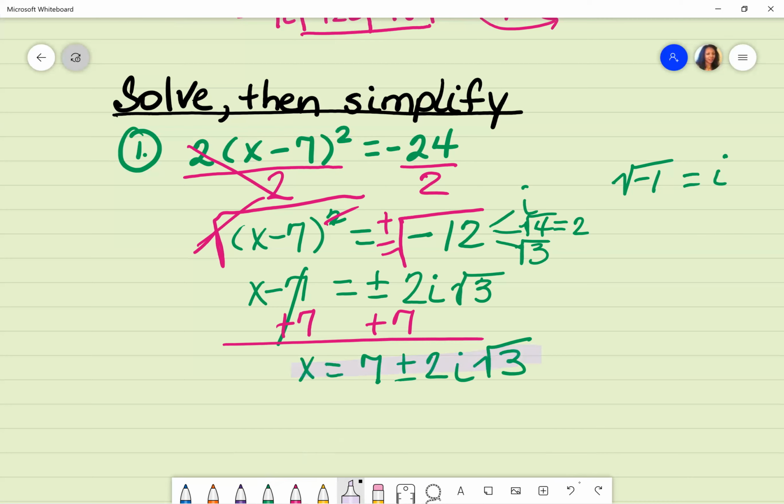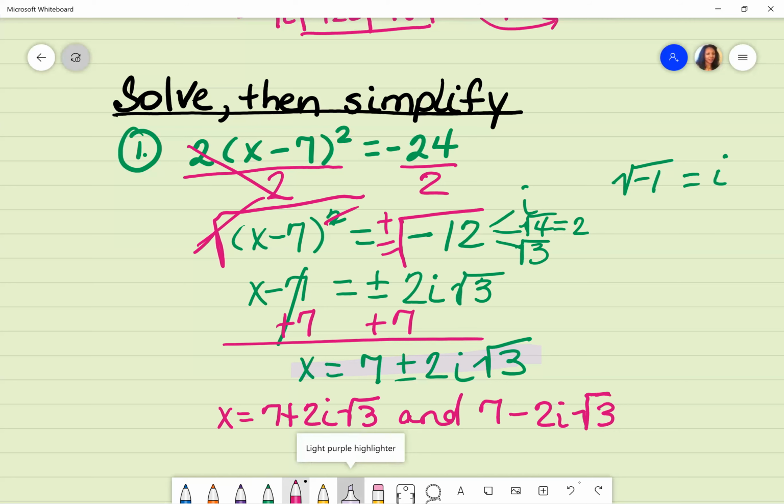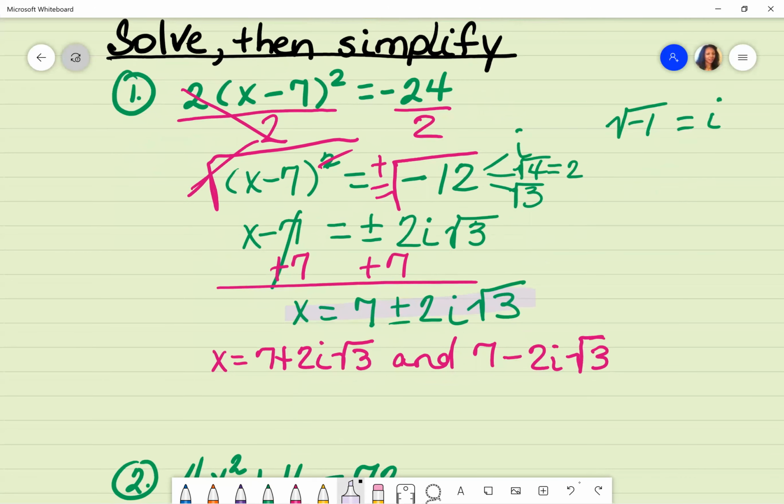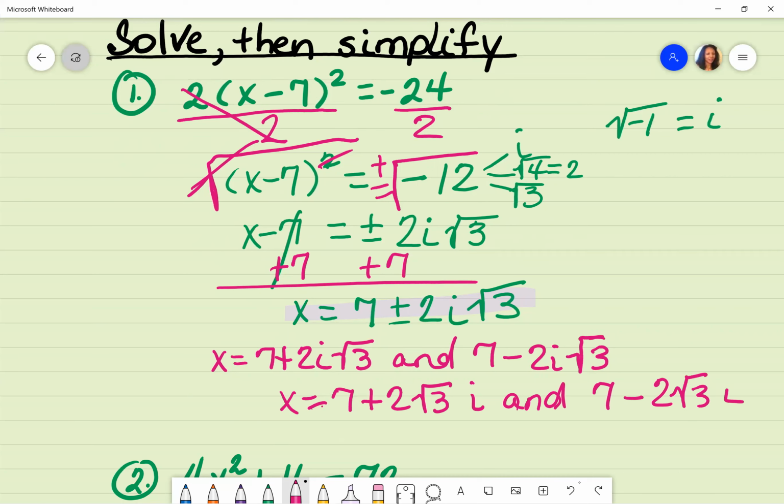That's my final answer. Two other ways I will accept that is if you take it apart. So x could equal 7 plus 2i radical 3 and 7 minus 2i radical 3. So that's what this part means, the plus or minus. And the other way is, like I said before, if you wanted to put the i afterwards. So x is equal to 7 plus 2 radical 3 with the i clearly not under it, and 7 minus 2 radical 3, and the i is clearly not under it.